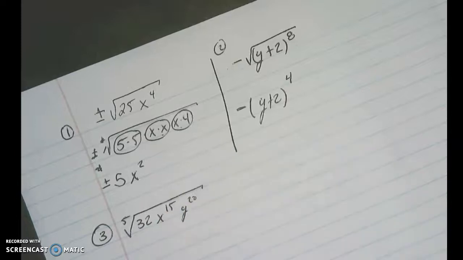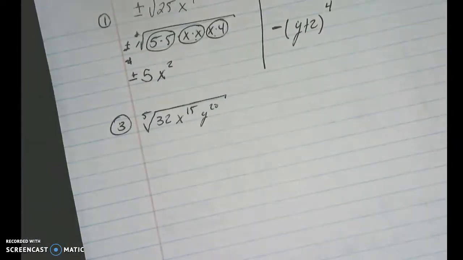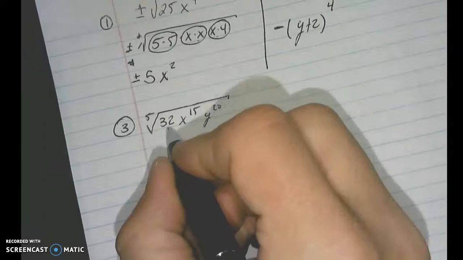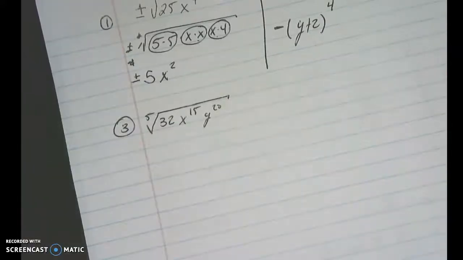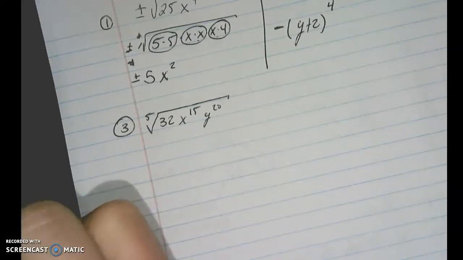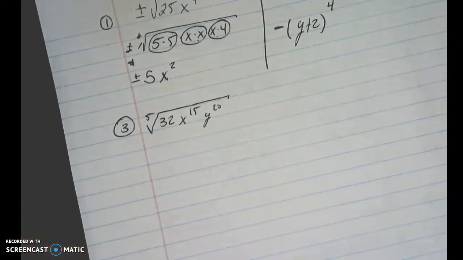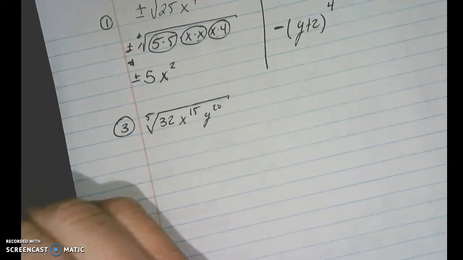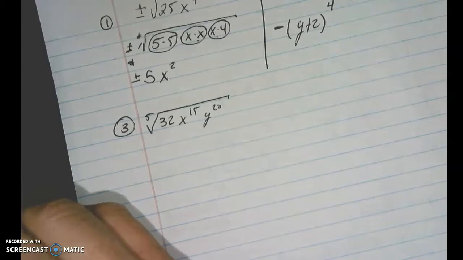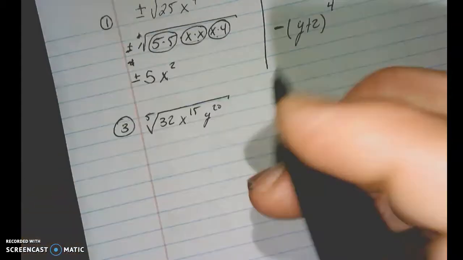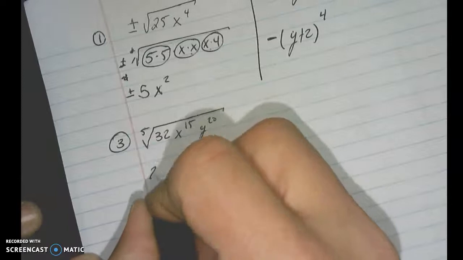So I'm going to kind of show you a different way of doing this with the variables. 32, well, that's 2 to which power? Take a wild guess. 2 to what power gives you 32? 2 times 2 is 4, times 2 more is 8, times 2 is 16, times 2 more is 32. So it's 2 to the 5th power.